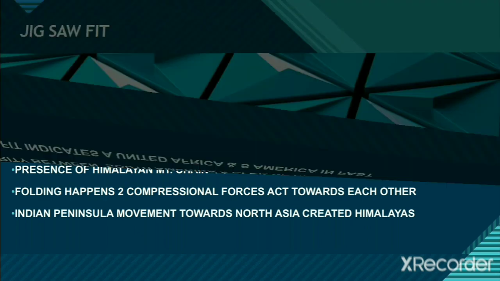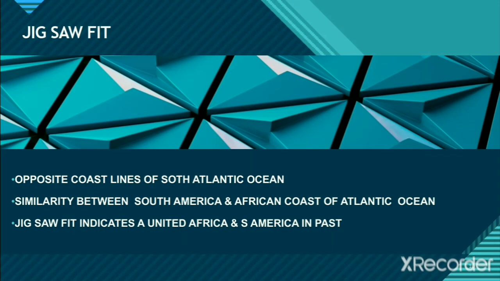The second one was the jigsaw fit evidence. Wegener gave the jigsaw fit of the opposite coastlines of the South Atlantic Ocean. There is a similarity of shape between the Atlantic coast of South America and Africa, which may be fitted together. This gives evidence that South America might have been united with Africa in the geological past.